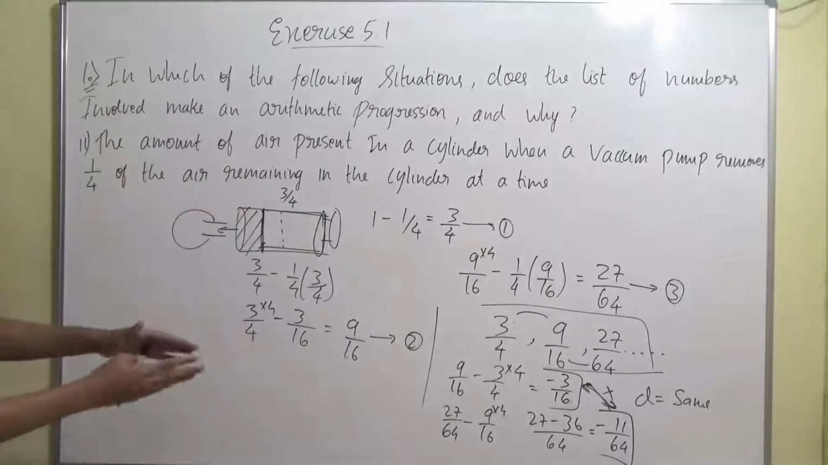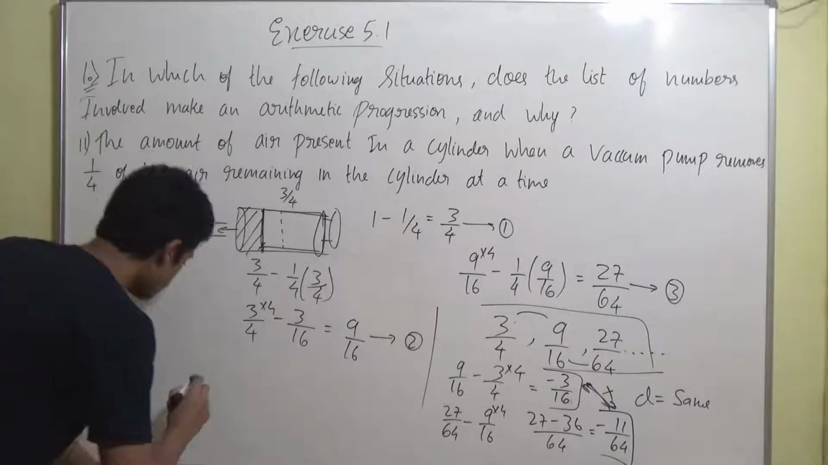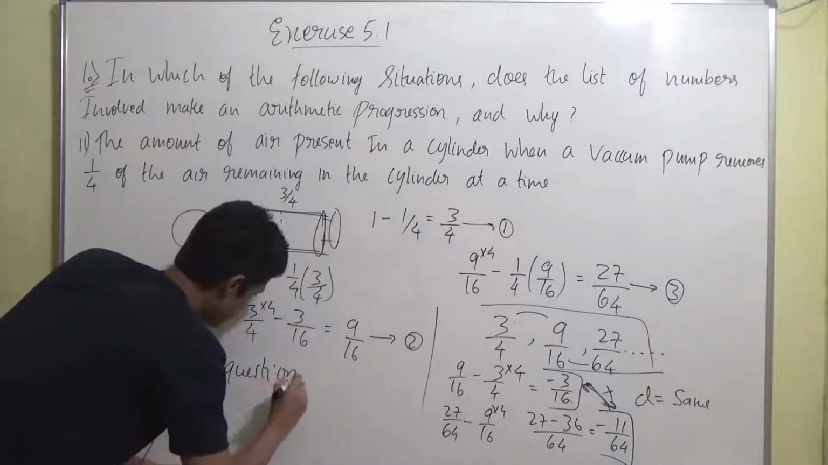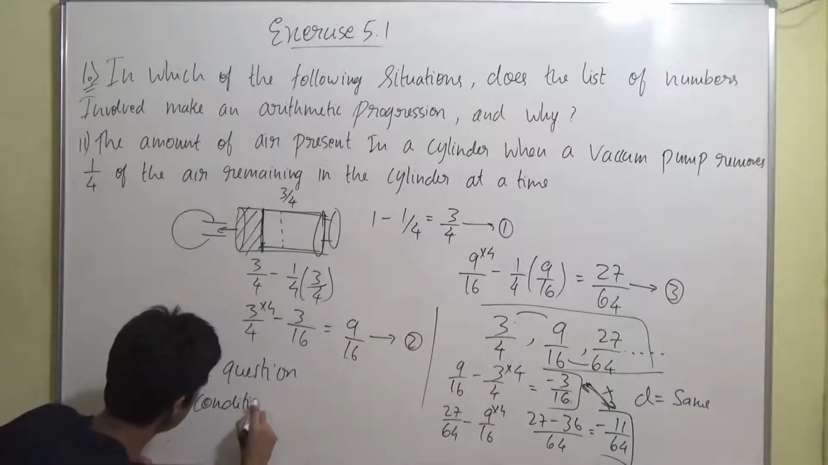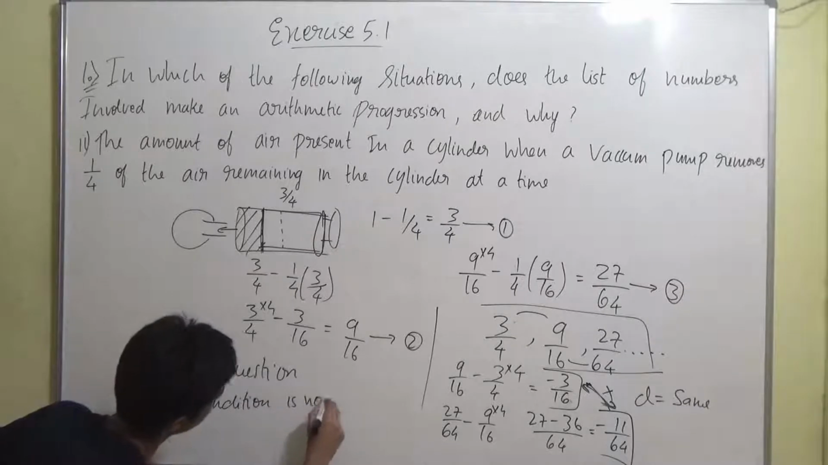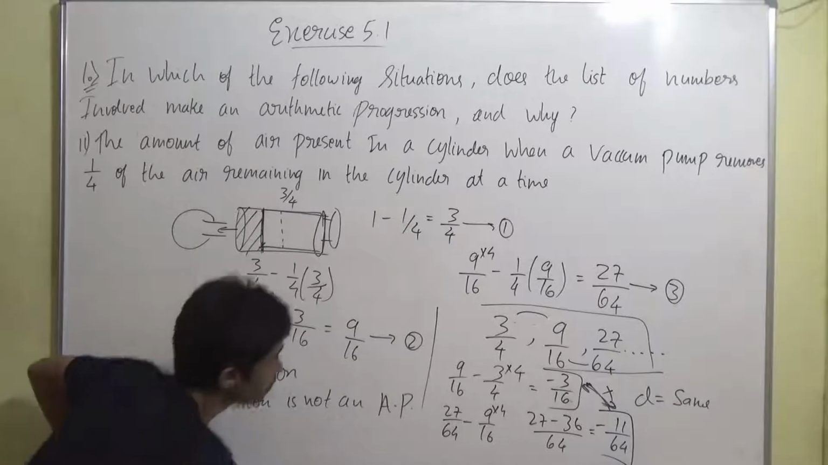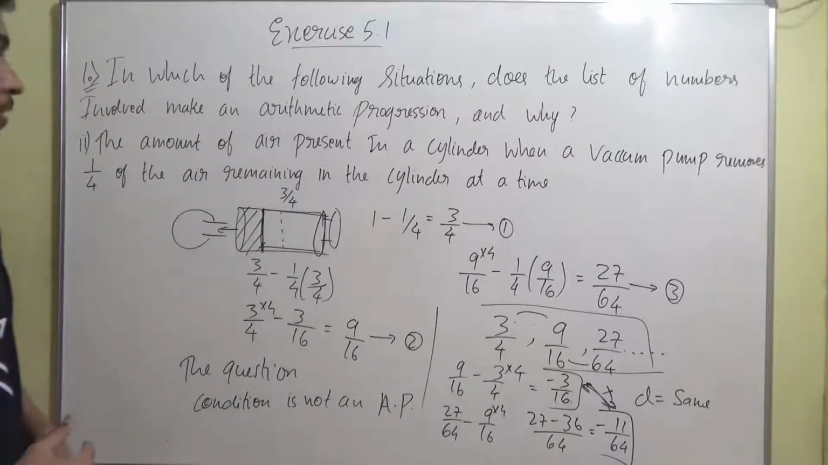Since I don't have space, I'm going to write it here. In your answer sheet, you're going to write it in the next line, saying that the question condition is not an arithmetic progression, that is AP. That's it, guys. Now you can take the screenshot if you want. Let's go to the next question of this.